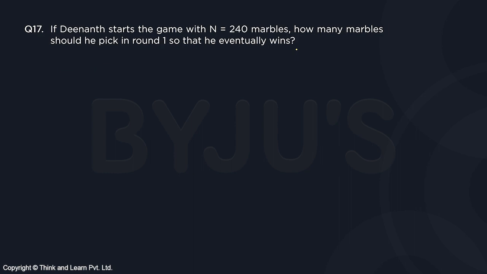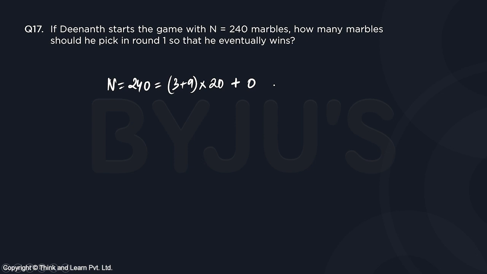Question number 17. If Dinanath starts the game when n is equal to 240 marbles, how many marbles should he pick in round 1 so that he eventually wins? So it is given that there are a total of 240 marbles. This can be written as 3 plus 9, that is 12. 12 into 20 is 240 plus 0.